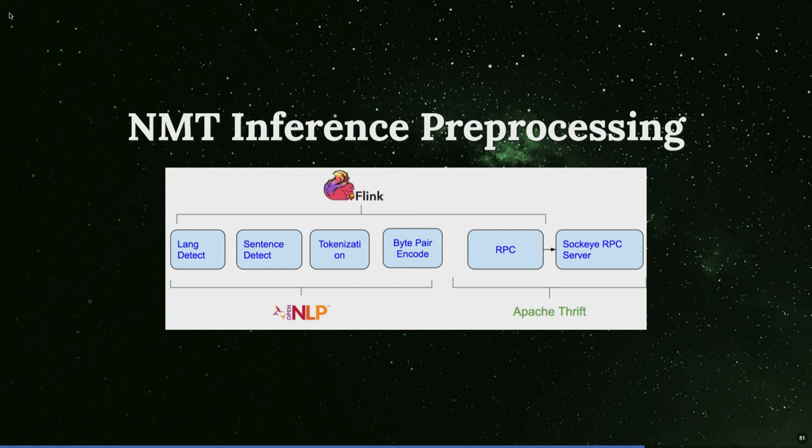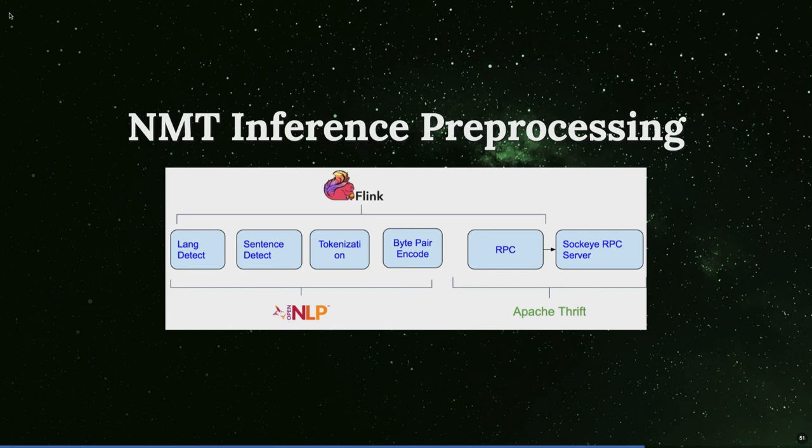The first thing you do on any tweet that's coming in is a language detection using OpenNLP, which is one of the open source projects. It's an NLP library. Then it's followed by sentence detect. If it's German, yes, I filter out all the German tweets. I do a sentence detect on that, and then I tokenize the sentences, then create the byte pair encoding. Then, since Sockeye is a Python library and we are from the JVM, we use a Thrift RPC to make the remote call.